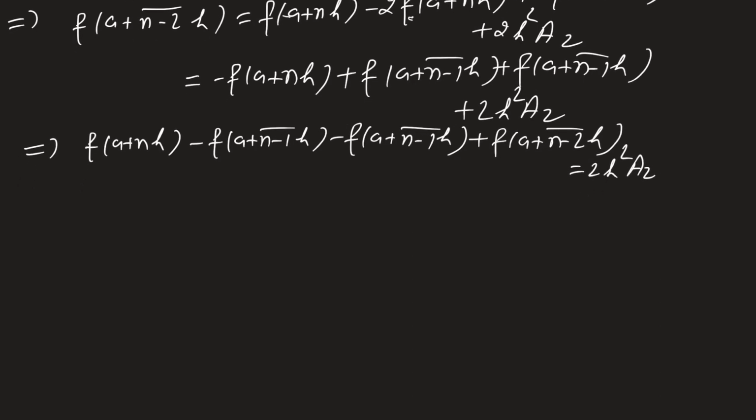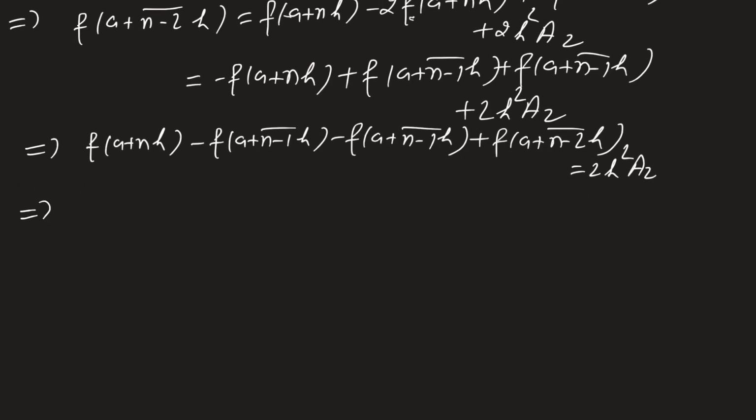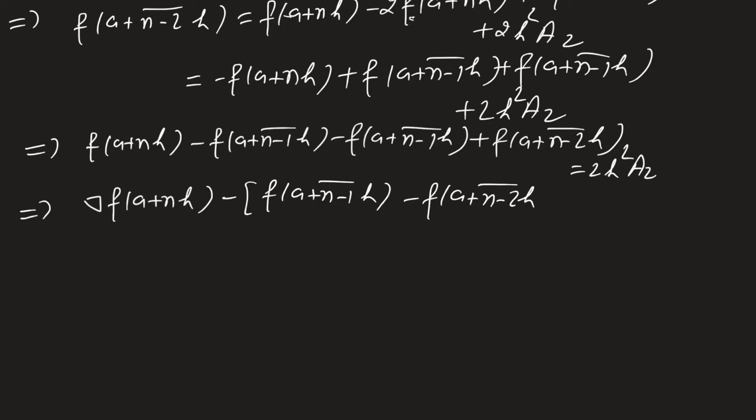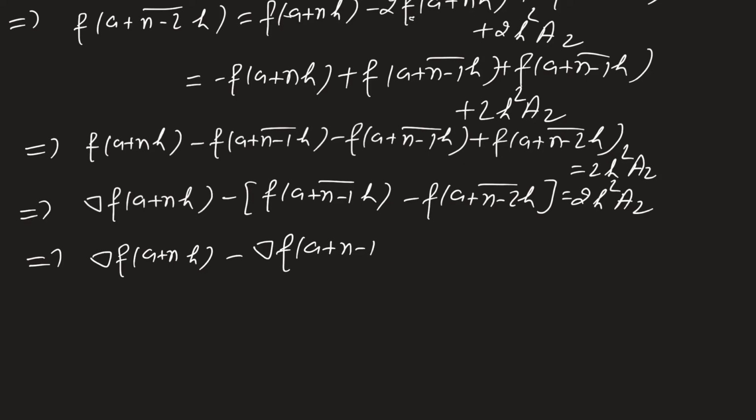So this will further imply that this will be del of f of a plus nh by the backward operator. Here I am going to take the minus out so that we could use the definition of the backward operator. So I am going to take minus out: f of a plus (n minus 1)h minus f of a plus (n minus 2)h is equal to 2h²a₂. This implies that del f of a plus nh minus, once again we are going in the backward direction, from this. So this will be del f of a plus (n minus 1)h is equal to 2h²a₂.